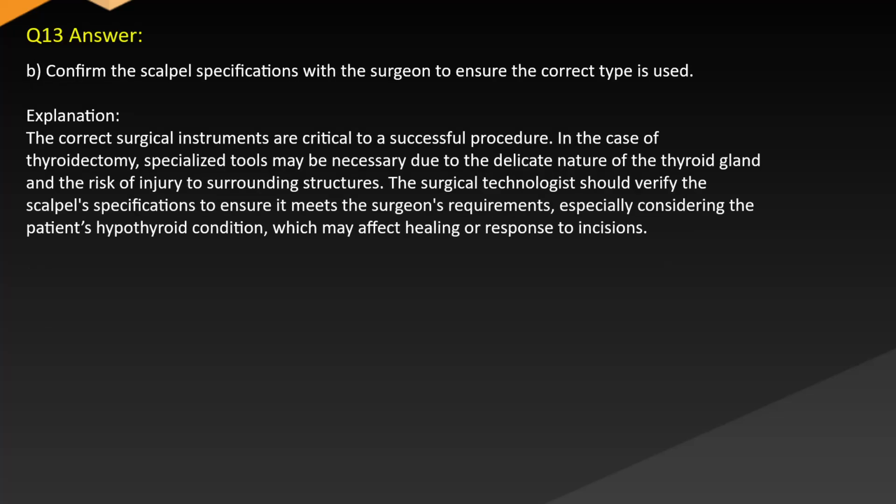Answer: B. Confirm the scalpel specifications with the surgeon to ensure the correct type is used. Explanation: The correct surgical instruments are critical to a successful procedure. In the case of thyroidectomy, specialized tools may be necessary due to the delicate nature of the thyroid gland and the risk of injury to surrounding structures. The surgical technologist should verify the scalpel's specifications to ensure it meets the surgeon's requirement, especially considering the patient's hypothyroid condition, which may affect healing or response to incisions.